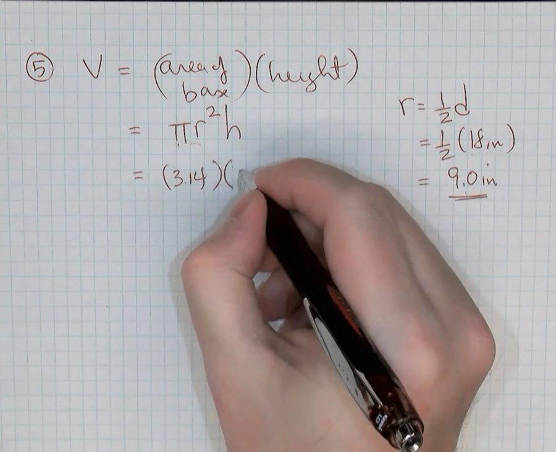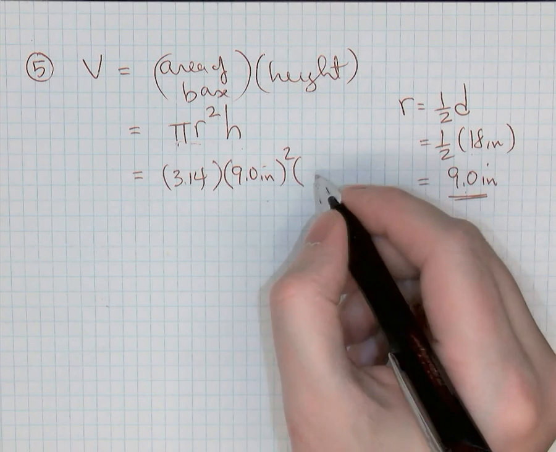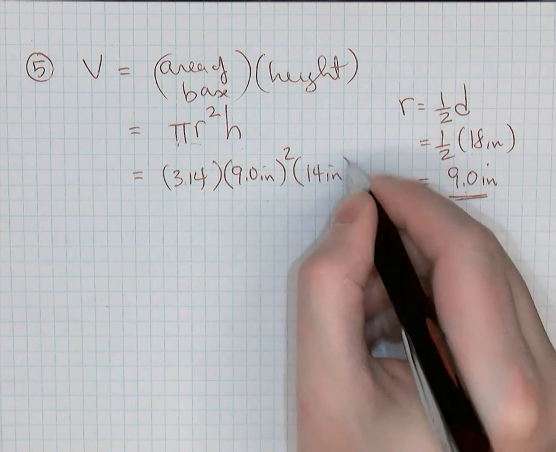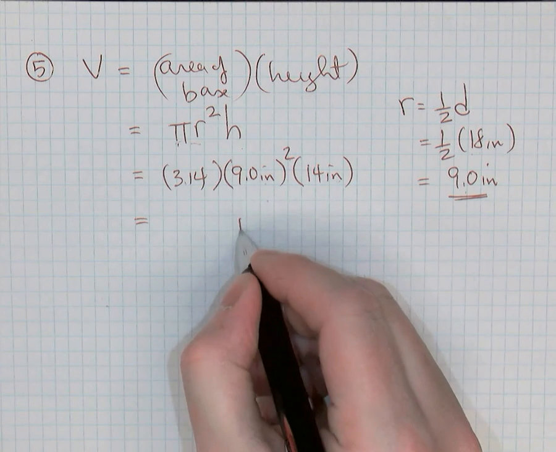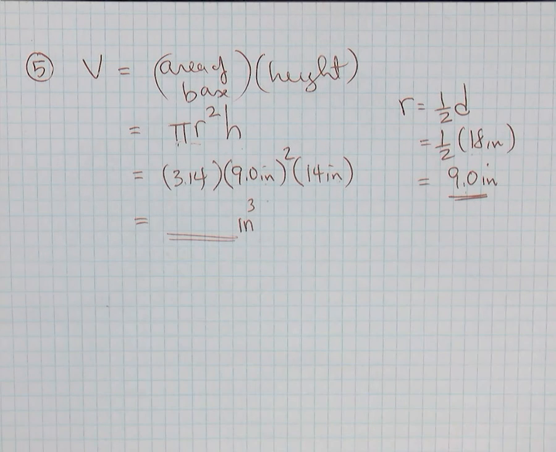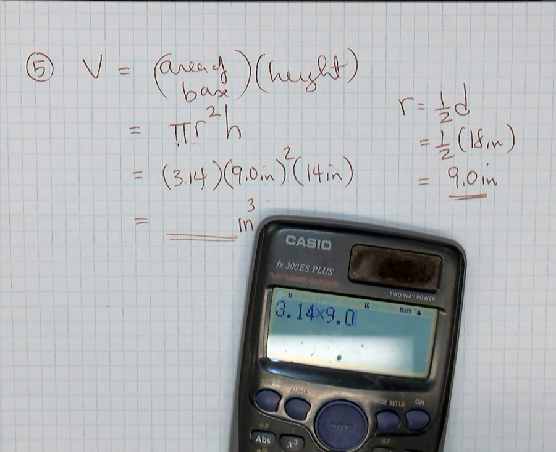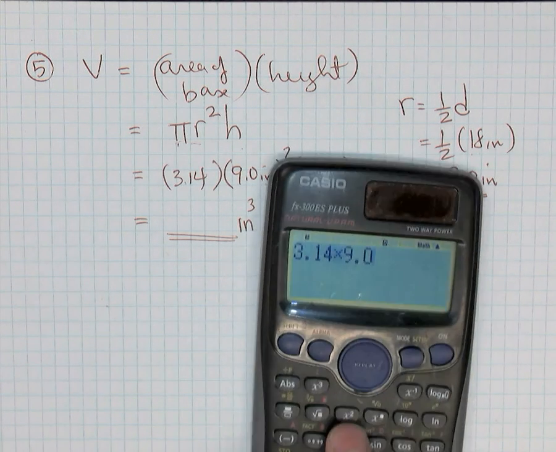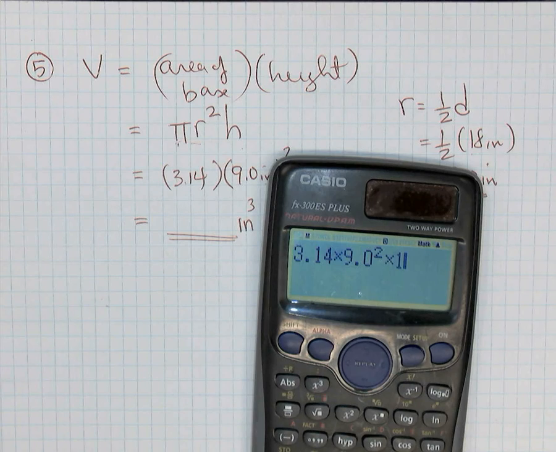The radius, 9.0 inches squared, and then the height of that cylinder was 14 inches. So notice inches squared times inches is going to give us inches cubed, or cubic inches, as our units. So with our calculator, 3.14 times 9.0. Now, if you want to multiply by 9.0 again, 9 times 9 is what 9 squared means. That'll work. Or I can just press the squared button on my calculator, and then times 14.